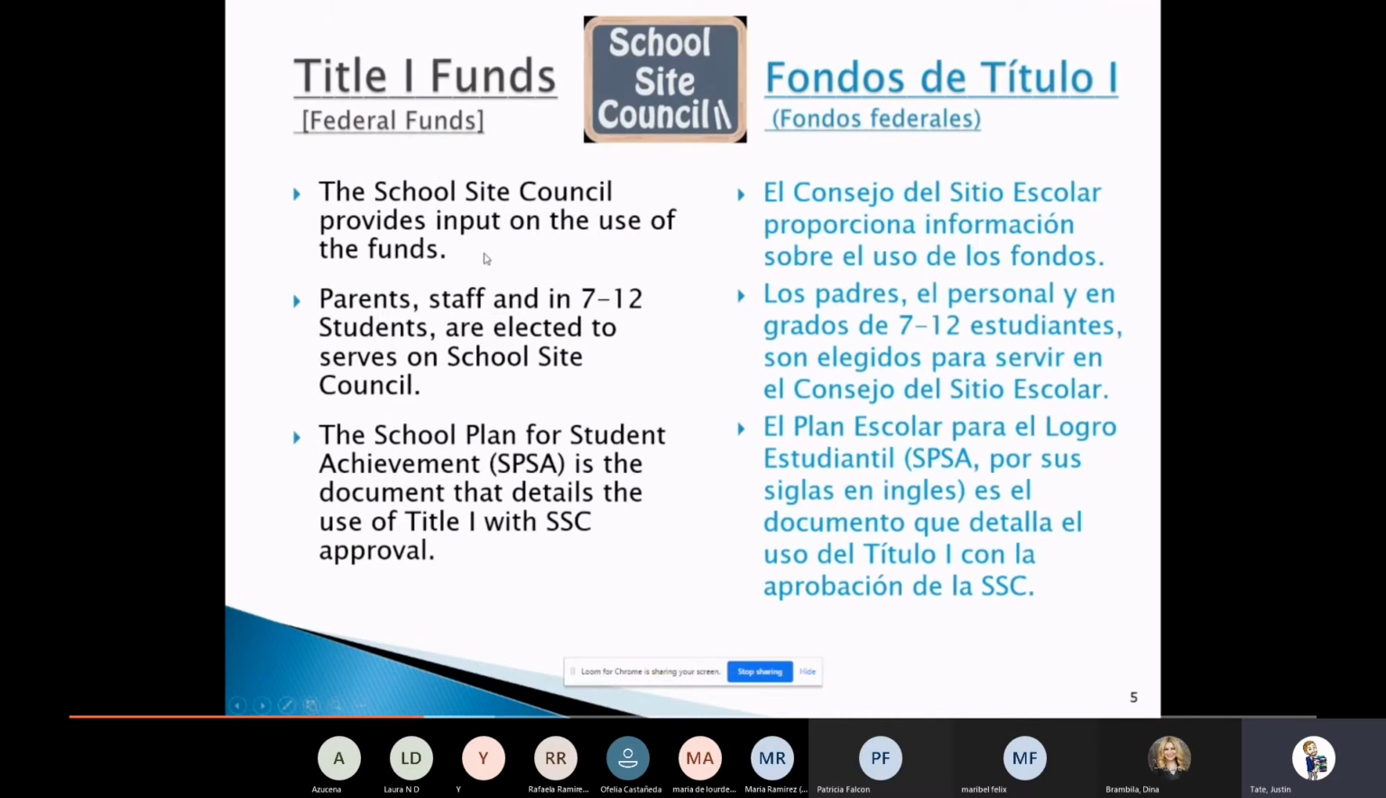The School Site Council provides input on the use of the funds. Parents, staff, and in 7th through 12th grade, students are elected to serve on School Site Council. The School Plan for Student Achievement, or known as the SPSA, is the document that details the use of Title I with School Site Council approval.